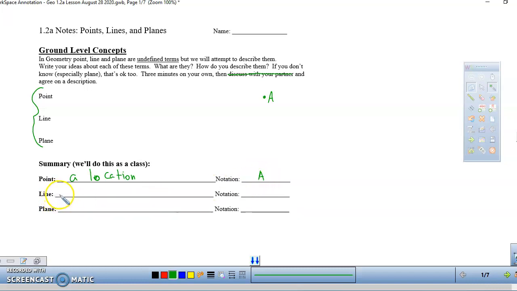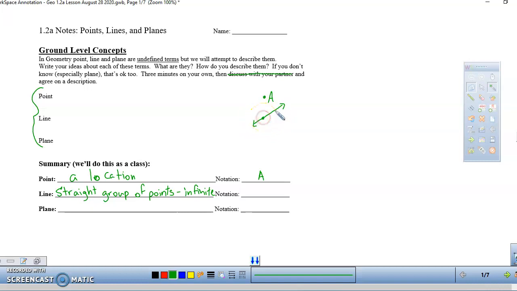So a line is the hardest one to describe. There's many ways to describe it, but sort of the most basic way is to say that it's a straight group of points. And the important part about this is that it goes on forever. So it's infinite. Okay, and then up here, a line will look something like that.